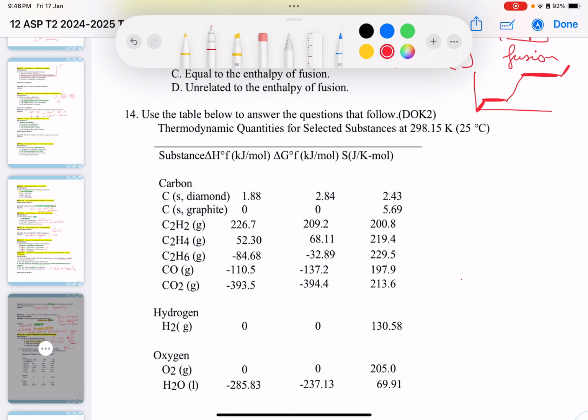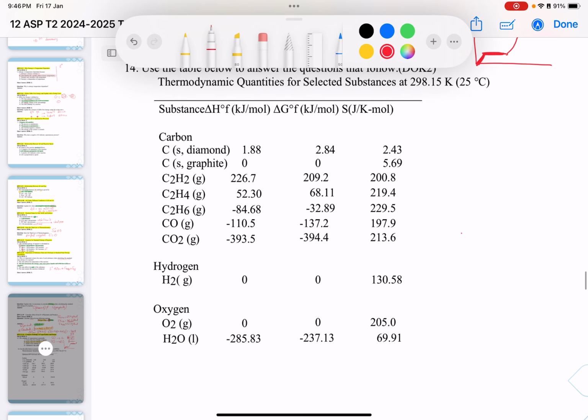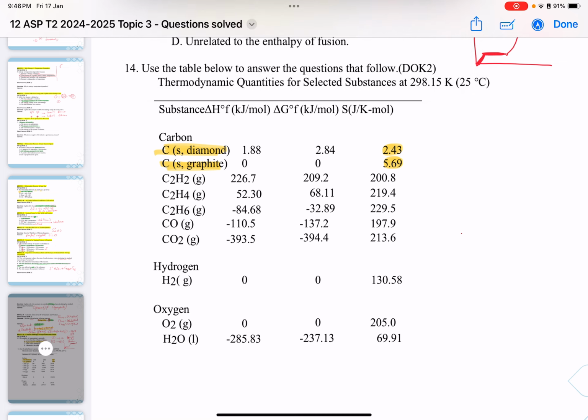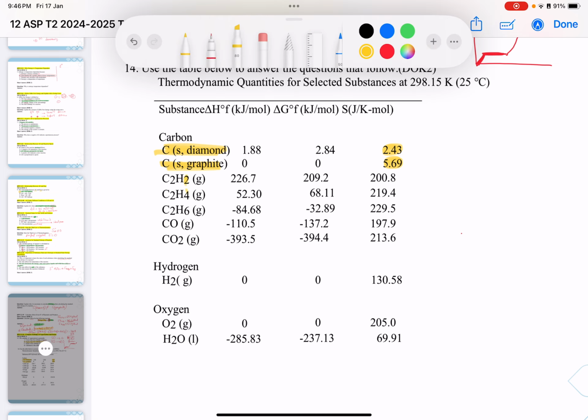Next, use the table below to answer the questions that follow. As mentioned earlier, look at the values of the entropy for several allotropes, and look at the molecule complexity. So C2H2, it's 200, whereas if it is 4 hydrogens, 219, 6 hydrogens, 229. So always the entropy increases with molecule complexity.